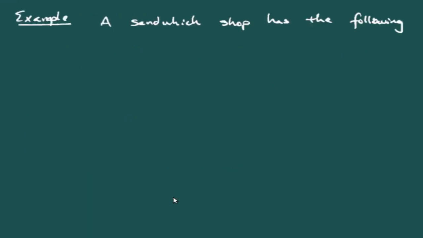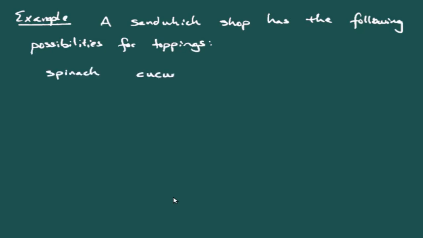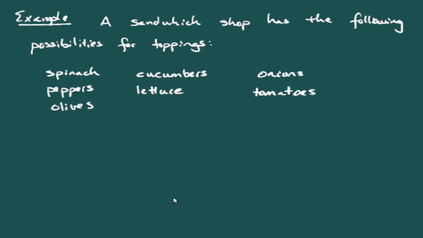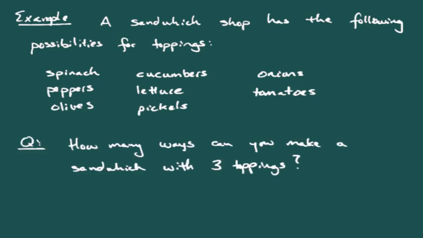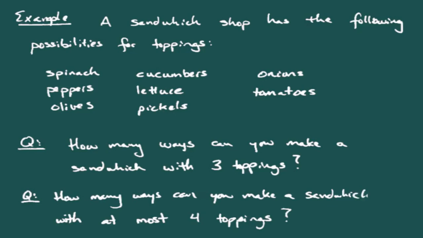All right, so now let's look at a few problems in this situation. An example problem might be that a sandwich shop has the following possibilities for toppings. They've got spinach, cucumbers, onions, peppers, lettuce, tomatoes, olives, and pickles. A couple of questions that we can ask are, how many ways can you make a sandwich with exactly 3 toppings? Following that up, how many ways can you make a sandwich with at most 4 toppings?